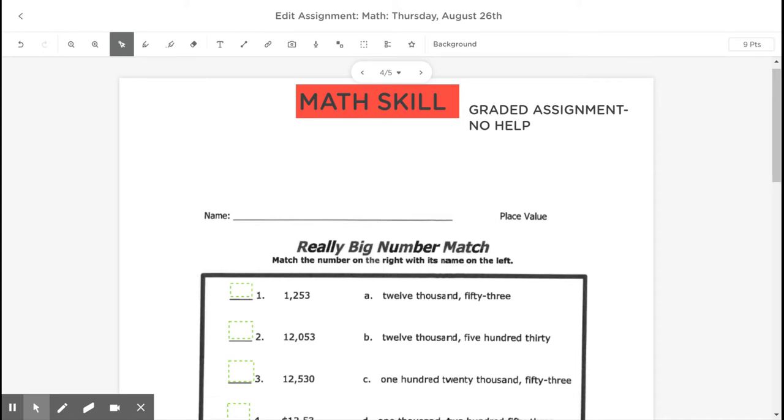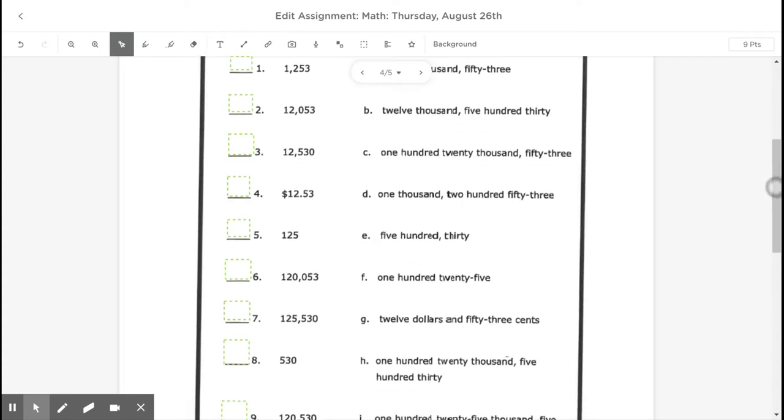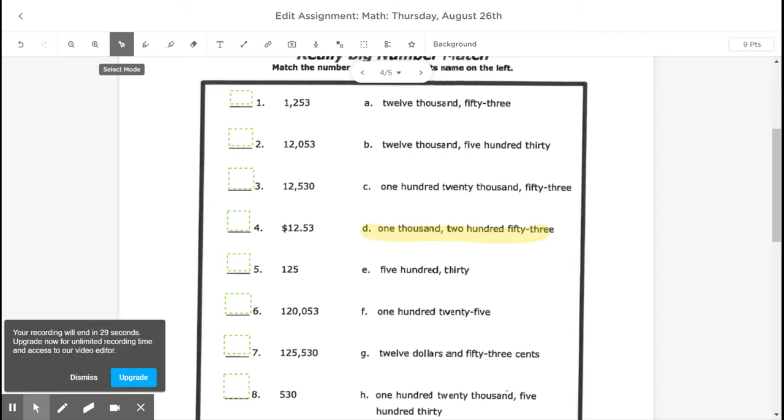So if you were to answer number 1, and I would read it out loud, 1,253. And then I'd look on the right and find 1,253. There it is. And then I would type in D by first clicking the arrow tool, clicking inside the box, and then writing D. If you get a solid green line around the D, you submitted it correctly. If you do not, then you did not submit it correctly.